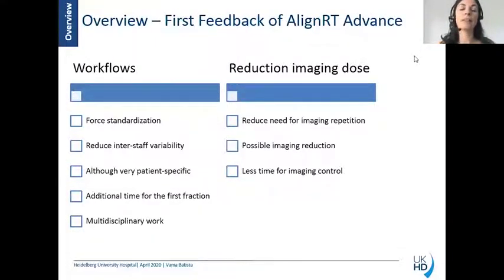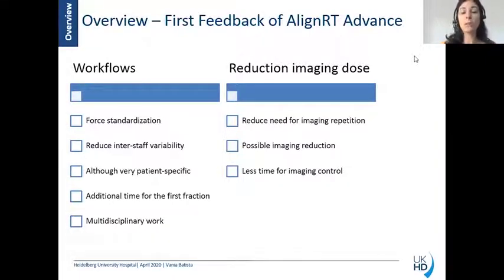Regarding the first feedback that we can give about Align RT Advanced. Align RT Advanced really forces you to standardize your workflows. That means that you reduce the variability between each RTT. So the RTTs are now forced by the software to position the patient with the same degree of accuracy. That means that everyone will look for the pitch, the roll, the six degrees of freedom, how to set up the patients in the most accurate way possible. Not only the information that you have in the Cone Beam CT.